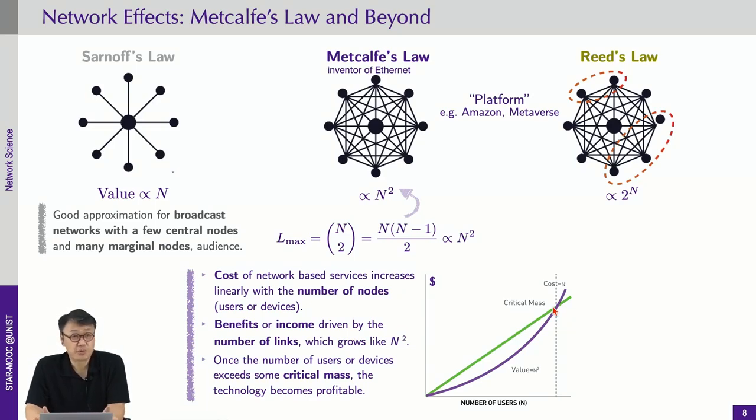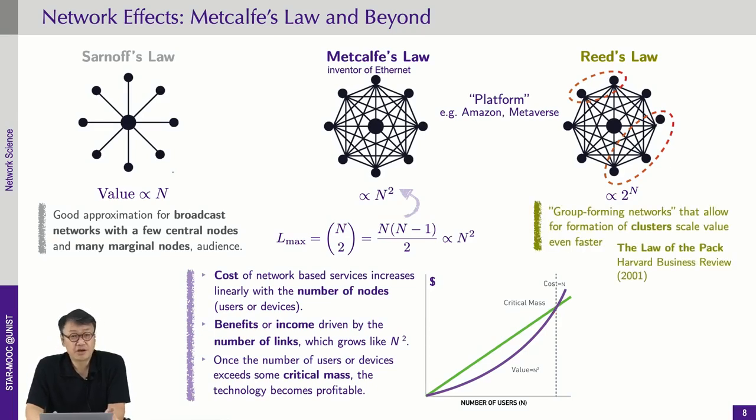commercially feasible or profitable. To further the discussion along this direction, Harvard Business Review published an article in 2001 where the value of a network can increase even faster, according to an exponential. The main claim involves an argument of group-forming networks that allow for formation of clusters, scaling values even faster.